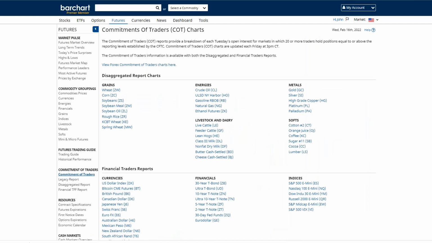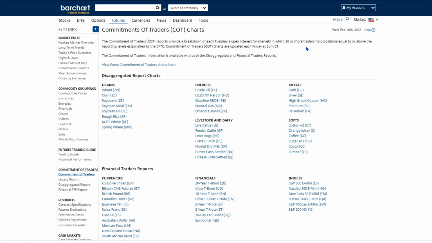So the next thing that we need to know is that the Commitment of Traders report is reflective of positions on Tuesday's close of business. But the report itself is not released until the close of business on Friday. So it's not instantaneous, it's not updated daily, and it's not a timing tool. What is it? It's a tool that allows us to decipher who and what market participants are influencing our trends.